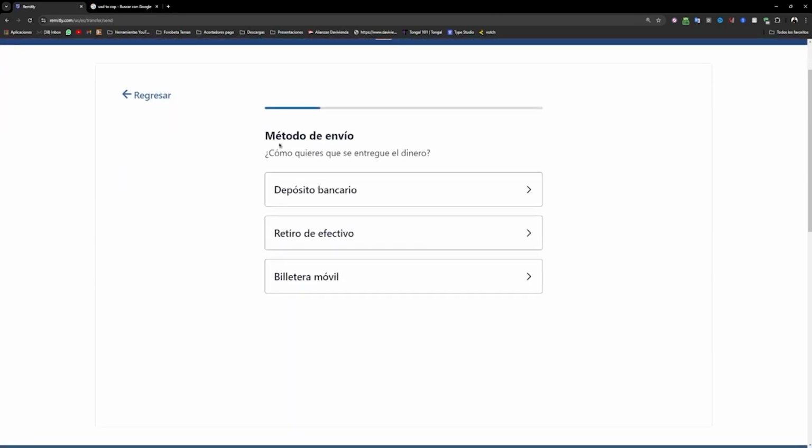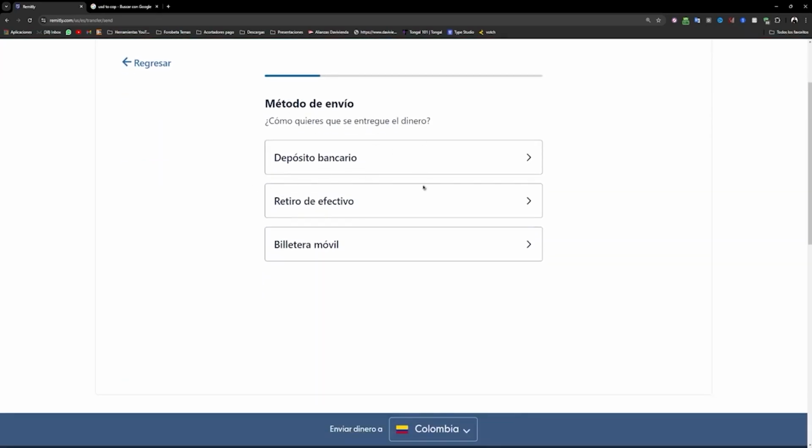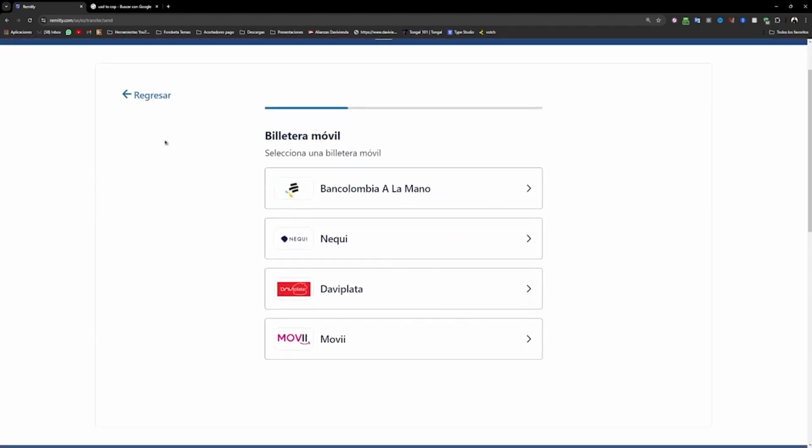It states shipping method. How would you prefer the money to be delivered? In this particular situation, it pertains to the individual receiving the funds in Colombia. If you intend to send money to a different nation, then how will that individual receive it in that specific country? In the context of Colombia, there are three available alternatives. A bank deposit, which essentially refers to a savings account, a bank account, cash pickup at a designated location that permits direct withdrawal, or a mobile wallet, which in Colombia is Nequi among others.